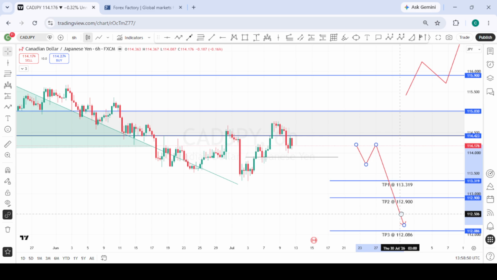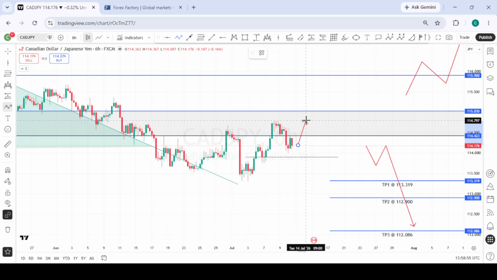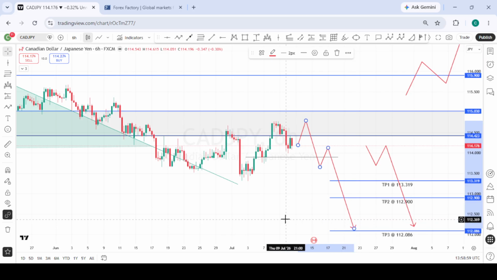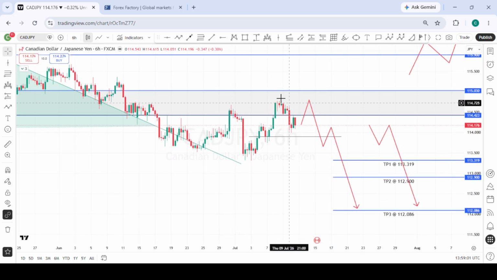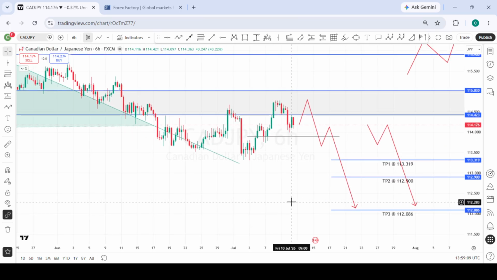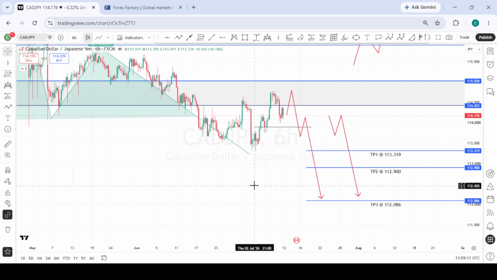Should price also form a double top formation within this area of interest, comes to a retest, we'll still be interested in taking sells from here. Or even if it forms a head and shoulder formation within this zone, we'll still be interested in taking the sells from there. So we just have to be patient to see how price plays out, then we can take our decision to the downside for CADJPY.